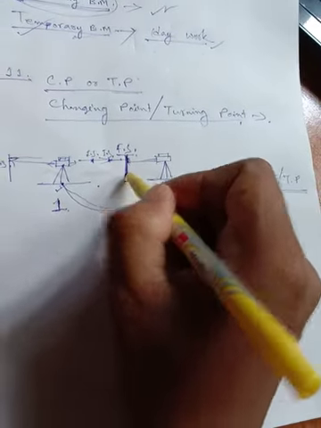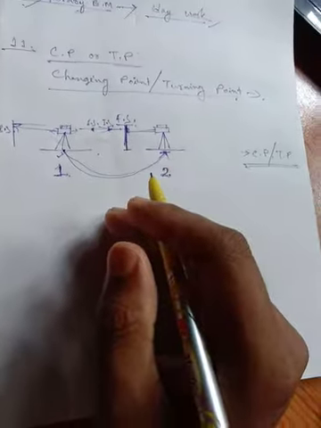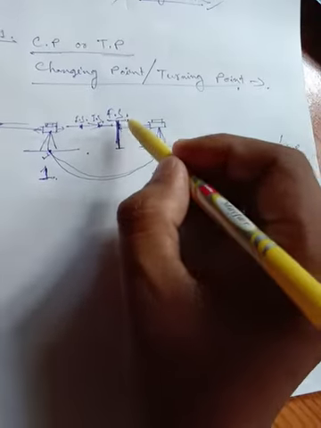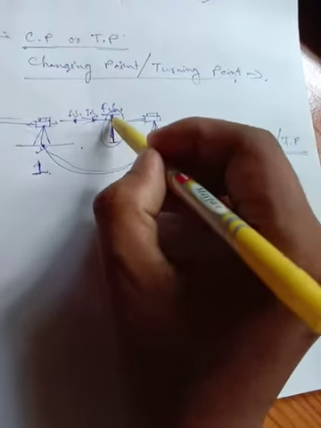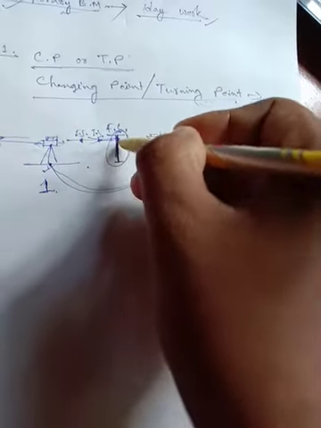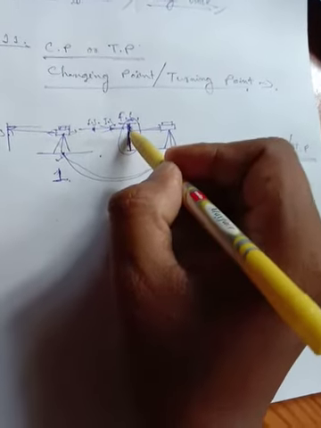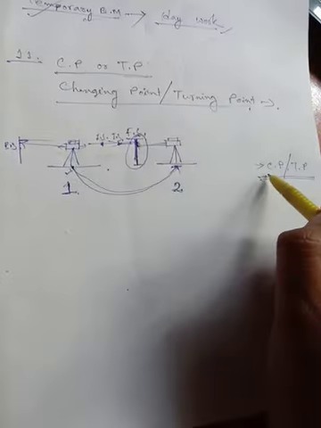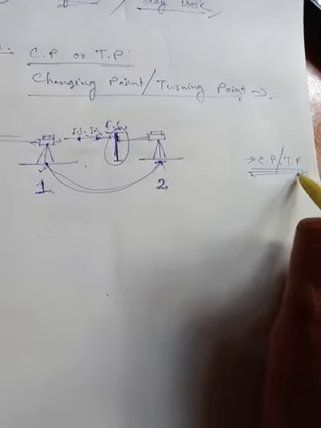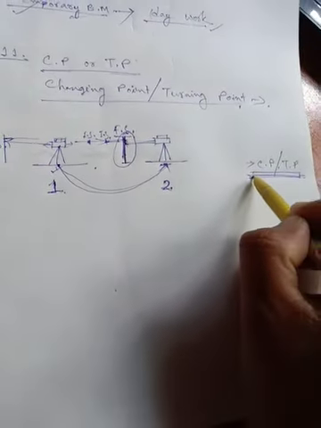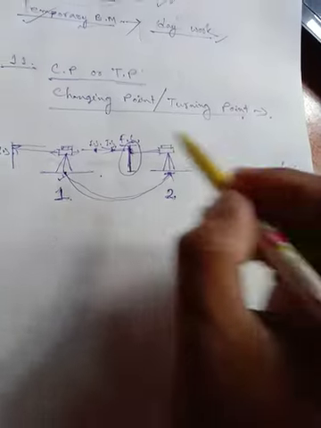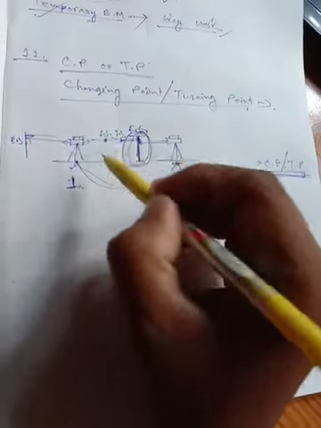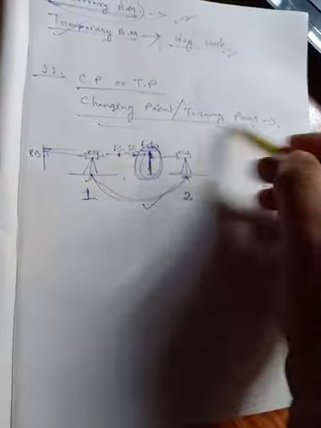That's why in filling up the leveling table, on a single point, one foresight reading and another backside reading are to be written. There, this CP or TP is to be mentioned as a remark to understand this phenomenon. That's why CP or TP is important.